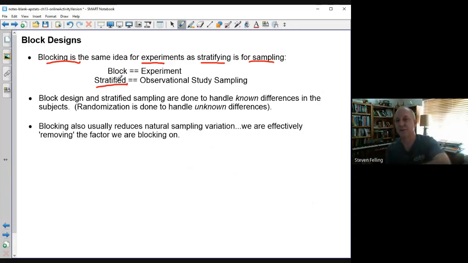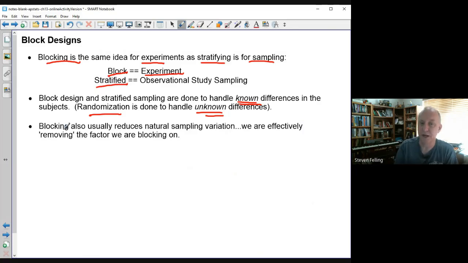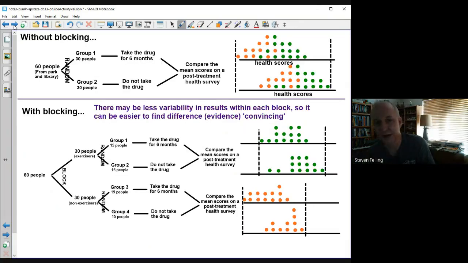But in the context of experiments, if you think that the different groups in your sample might behave differently, you can separate them into separate blocks and run separate experiments on each block, right? Blocking and stratifying are done to handle known differences in the subjects. Randomization is done to handle the unknown differences in the subjects and even them out, right? And then blocking also has the effect of reducing the natural sampling variation because you're removing factors in the subjects, right? To see how that works, take a look at this complicated slide.